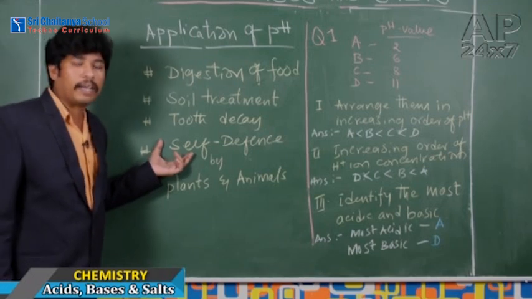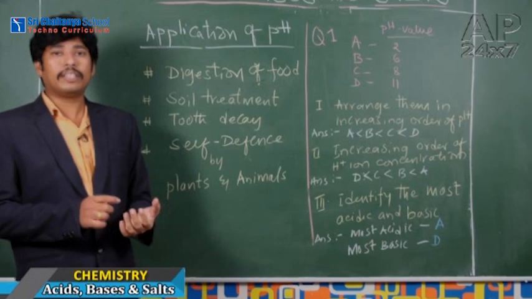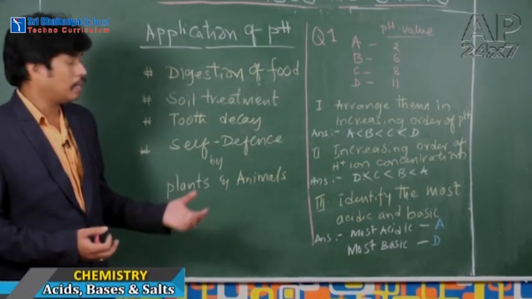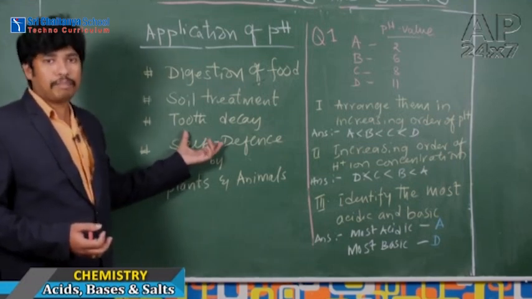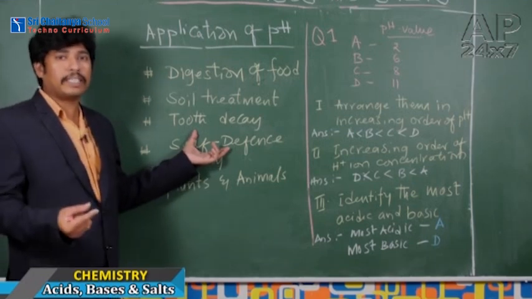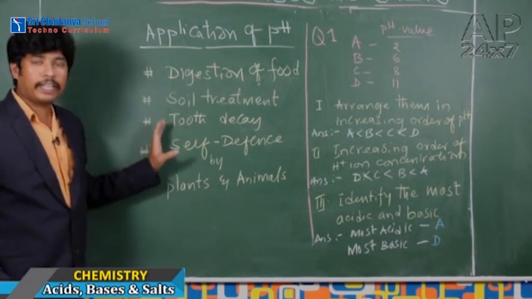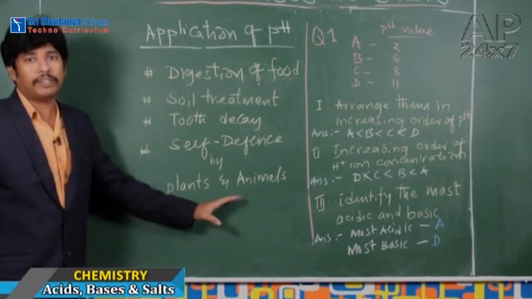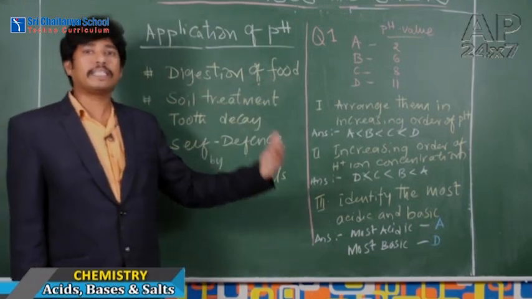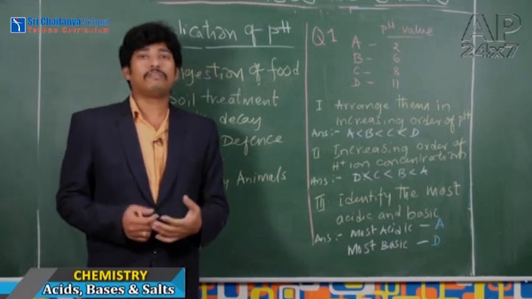And a few plants or animals, mainly ants or honeybees, if you observe, when they sting the skin, we will get some pain. Because they release some acidic substances like formic acid, that's why we get pain. Whenever that pain is caused, we can use some mild bases to rub on the skin so that it will be neutralized. So like this, there are different applications we can observe in our day-to-day life from pH. Based on this pH concept, in our board exams, we can expect very important model questions under the 3 marks category or 4 marks category.